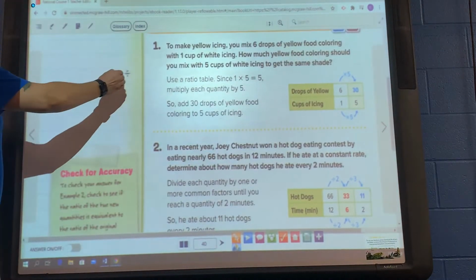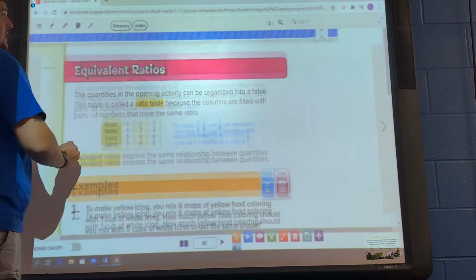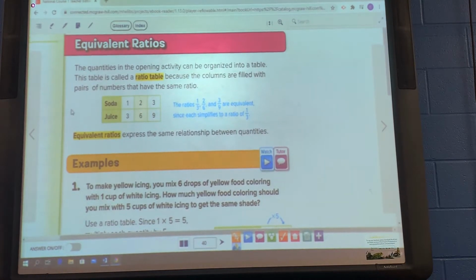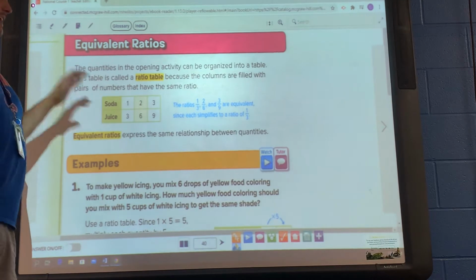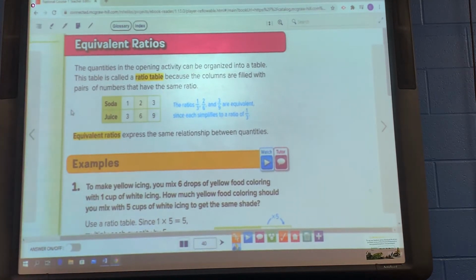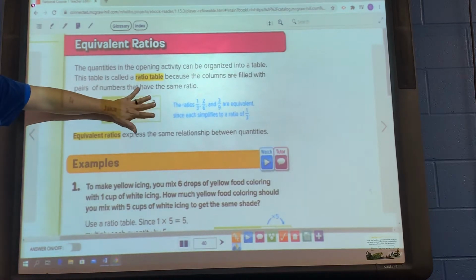So going on to the next page, page 40. Okay, we're going to jump right into equivalent ratios. All right, so the quantities in the opening activity can be organized into a table. This table is called a ratio table because the columns are filled with pairs of numbers that have the same ratio. So like the example from the first page.